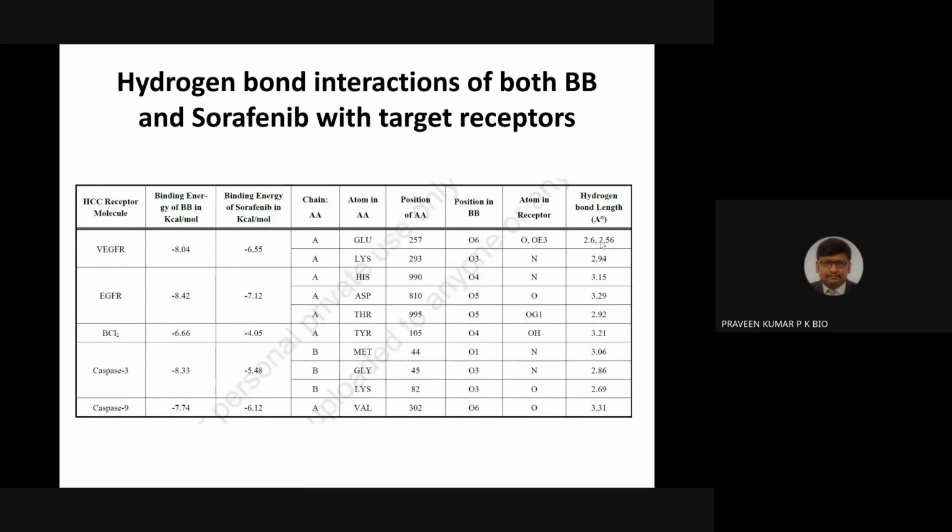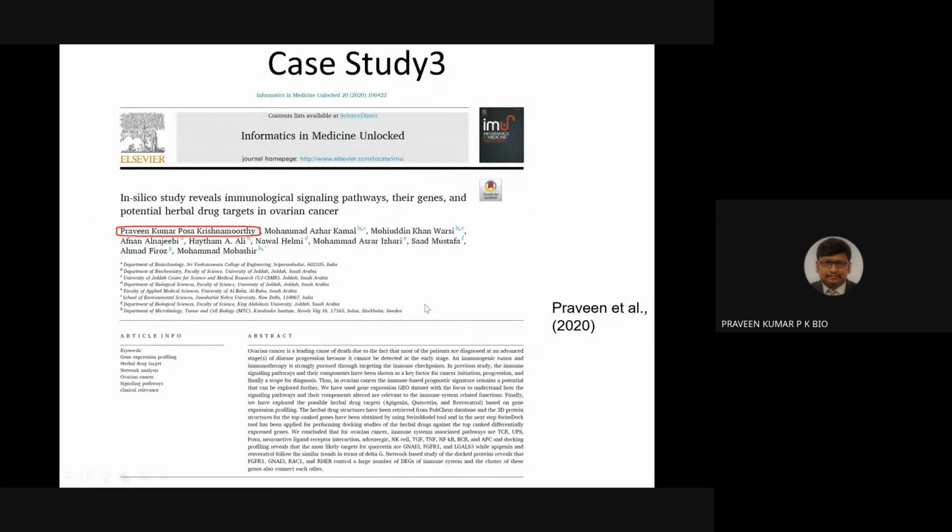Good. Likewise, you have to fetch the data for the other protein receptors after the docking process. And this is the third article I am showing, which is related to in silico studies revealing immunological signaling pathways, genes and potential helpful targets in ovarian cancer.